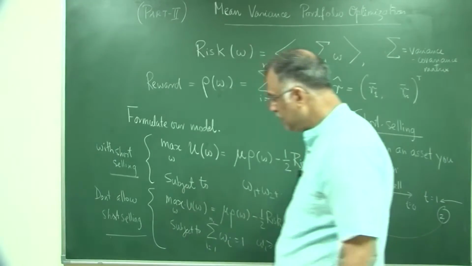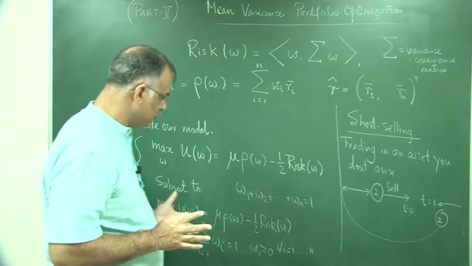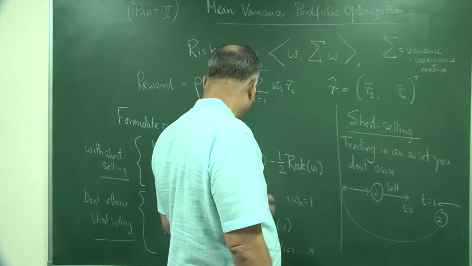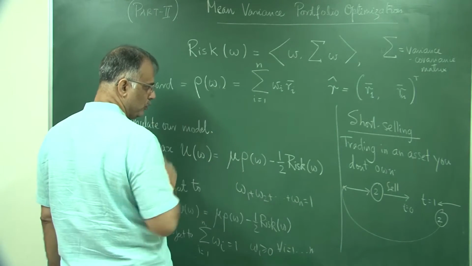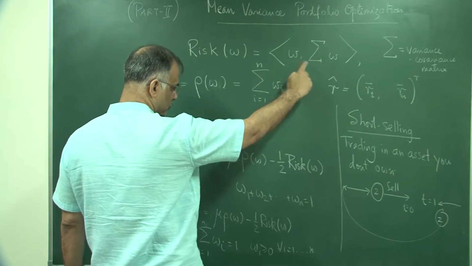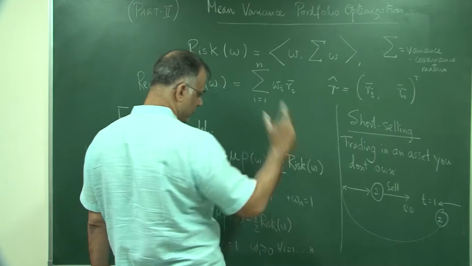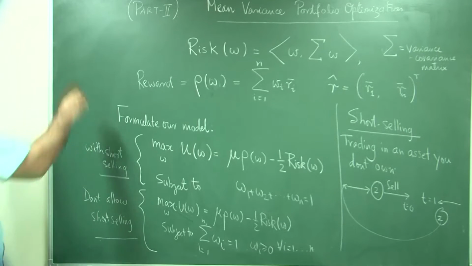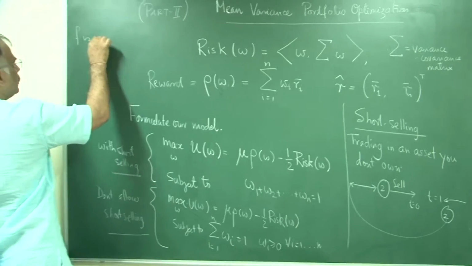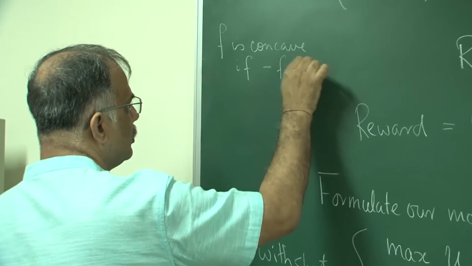Now, is this the only logical model? See, this problem, if it has a minimum or a maximum, will have a global maximum, because this is a linear function of W, rho W, and this is a convex function of W. So it's linear plus minus of a convex function. So minus of a convex function is called a concave function. So f is concave if minus f is convex.